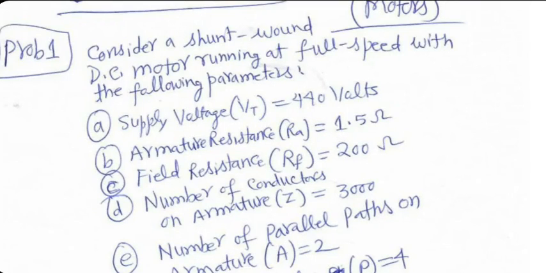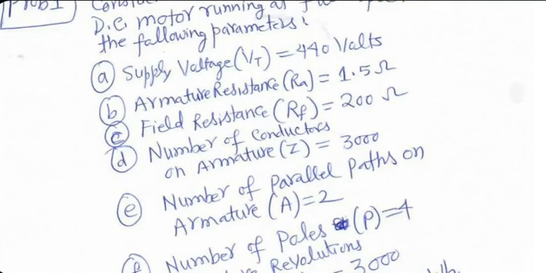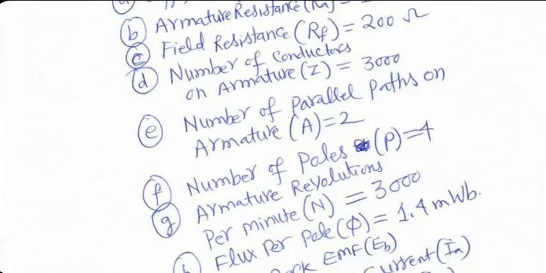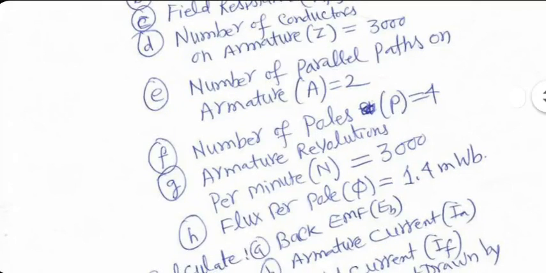These conductors are actually housed in several slots, but they have given us the total number, which is fine. The number of parallel paths on the armature is 2. That means it's a wave wound armature. Number of poles is 4. RPM is 3000. Flux per pole is 1.4 milliweber.